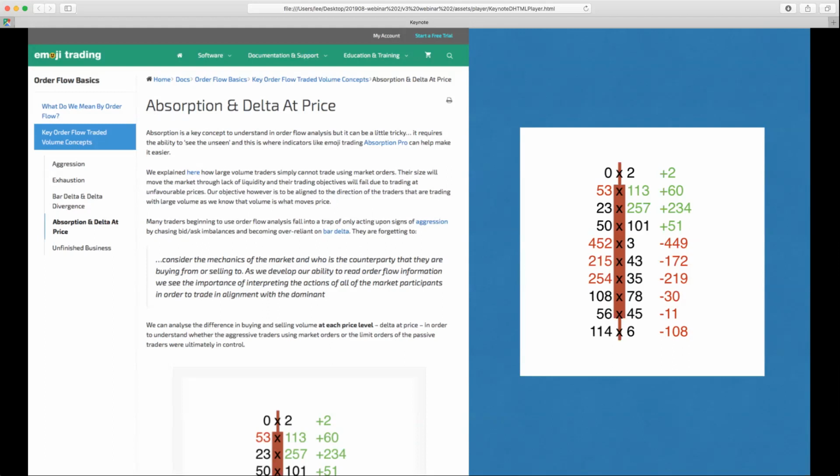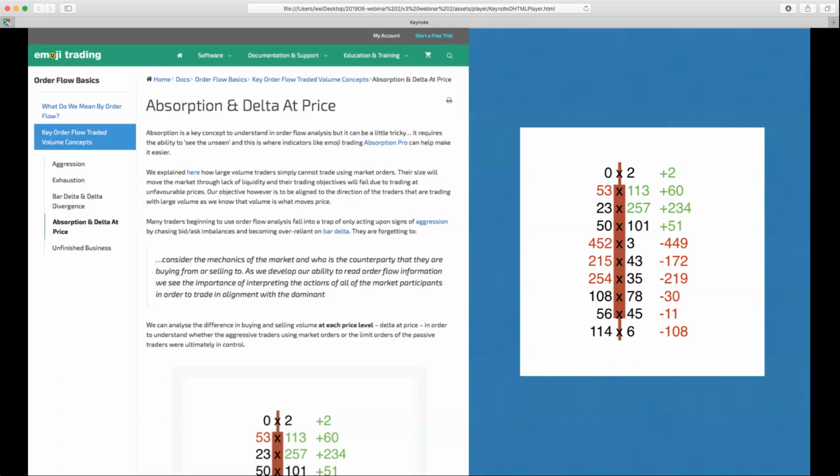Now, on our updated website, in our knowledge base, we have put a selection of articles together which we call Order Flow Basics. And we introduce the concepts of aggression, exhaustion, absorption, and you'll see the page here where we go in quite some depth on how to understand absorption and delta at price. So I'd encourage you to visit the website, have a good read of that, and it really starts to introduce the concept.